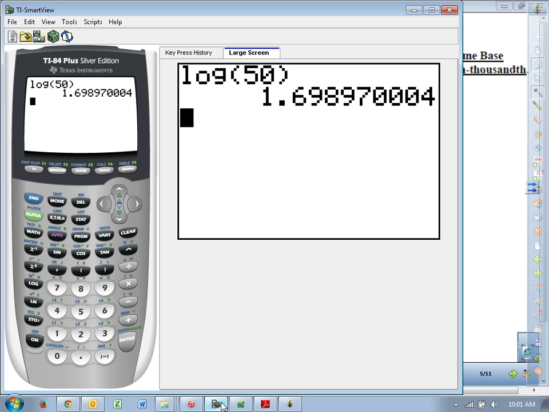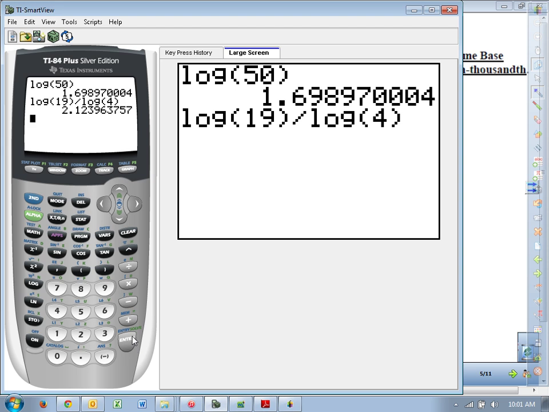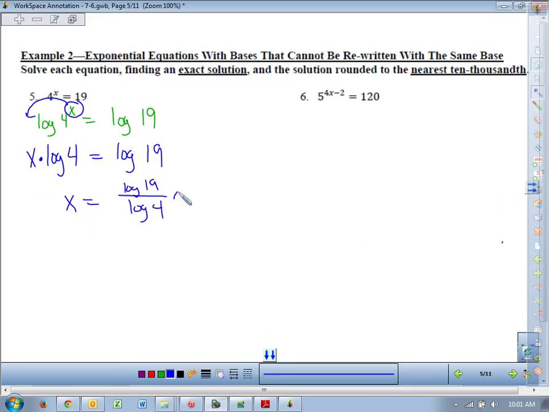It's about parentheses, right? It's all about parentheses. We need the log of 19. And what do you have to do? Close the parentheses, then divide it by the log of, was it 4? And close the parentheses. And what does that equal? How do they want us to round? 10,000. So 4 decimal places, 1, 2, 3, 4. Look to the fifth digit. Do we need to round up? Yes, we do. So what do we got approximately? So x is approximately 2.1240. Y'all cool with that?